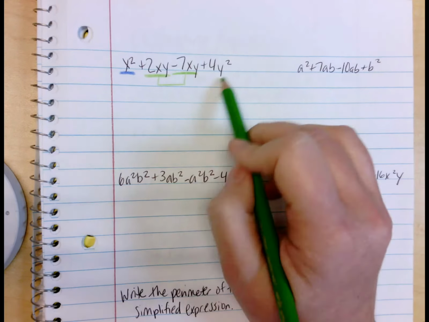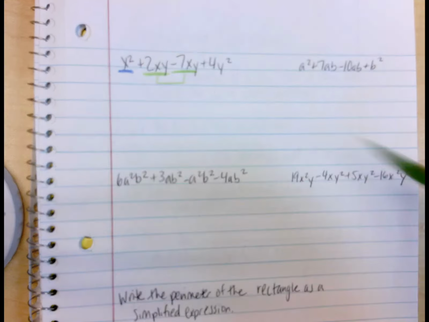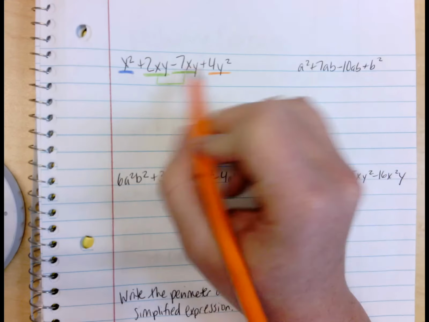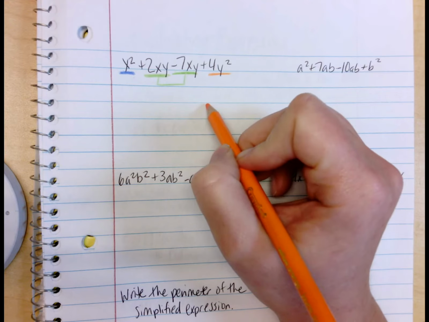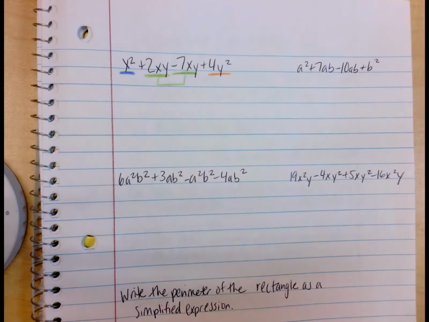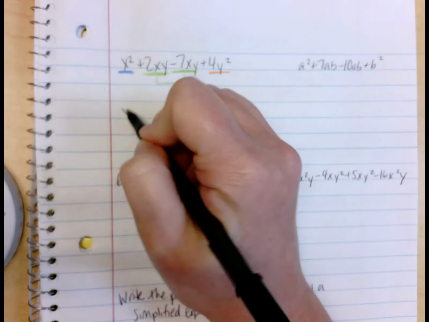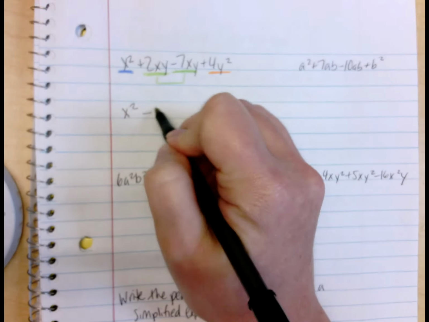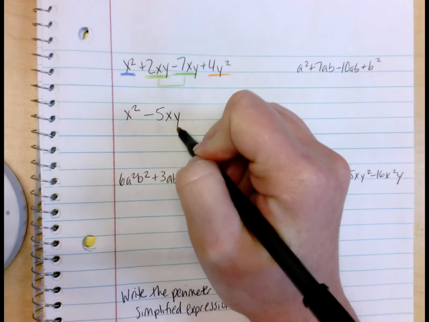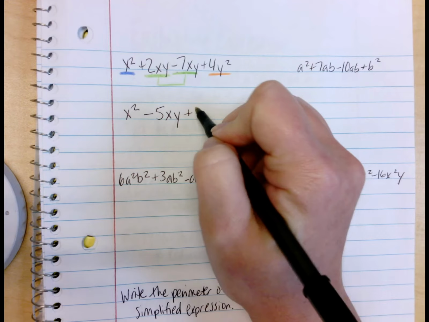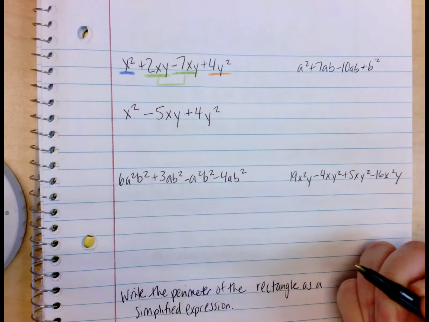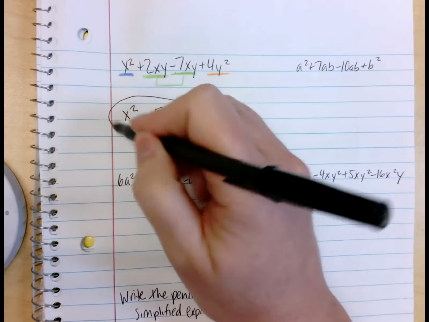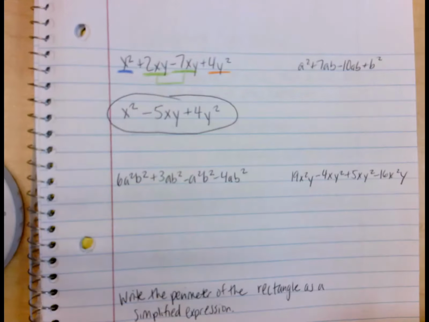And then over here is a y squared. It is not the same as xy. So then the last thing that I have here is a y squared, and there is nothing else to add it to, so it will also just be brought down. So if I go to combine these, x squared is brought down. 2 combined with negative 7 is negative 5. Keep that variable of xy. And then we can bring down the 4y squared. None of these can be combined any further because they are all different. So that's our final answer.